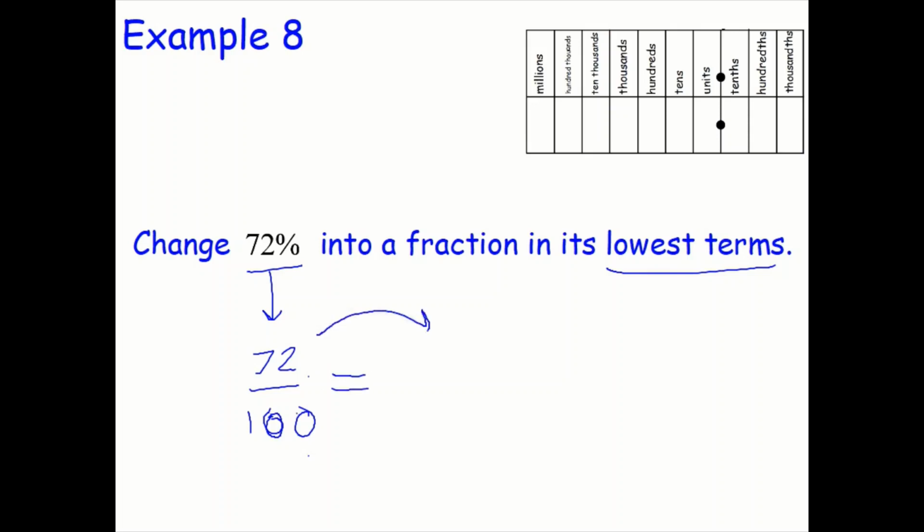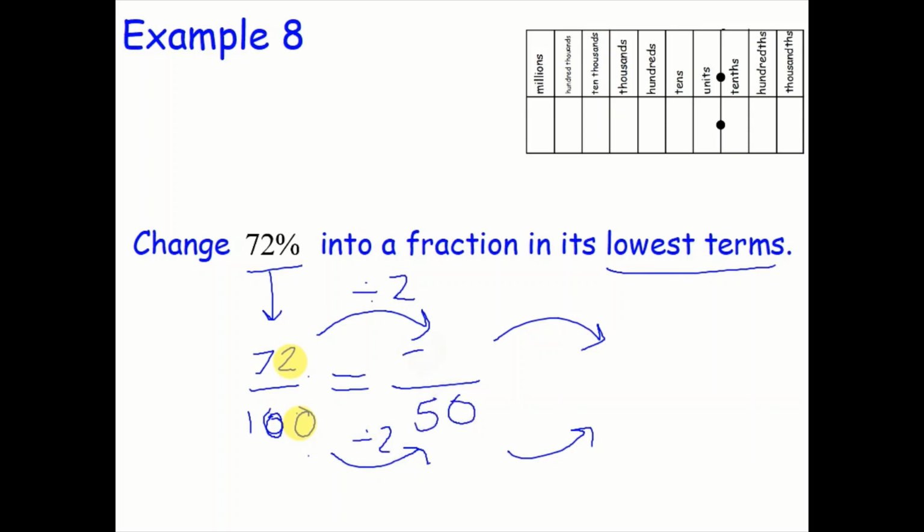I'm not expecting you to be able to do it in one step. It may take a couple of steps, and that's fine. So let's see what we get if we simplify this. I can see that 100 is an even number because it ends in 0, and 72 is an even number because it ends in 2. So probably the easiest starting point is to divide both top and bottom by 2. And we get 50 on the bottom and 36 on the top.